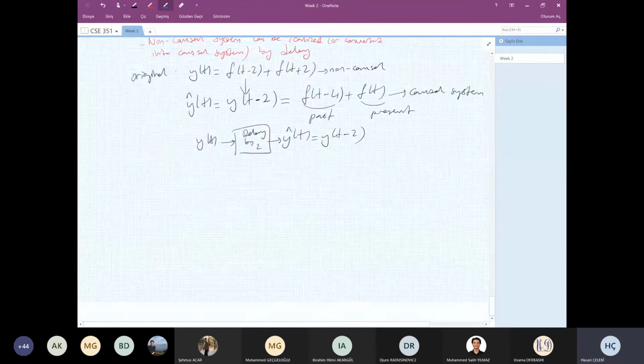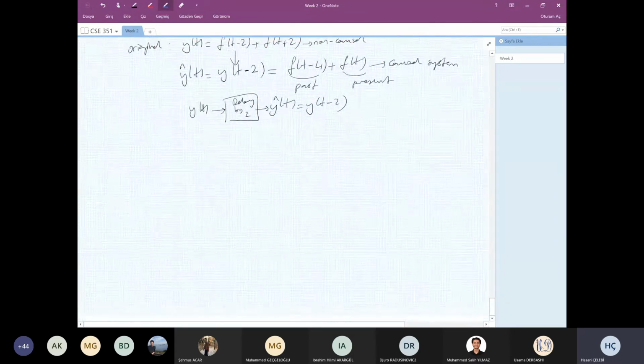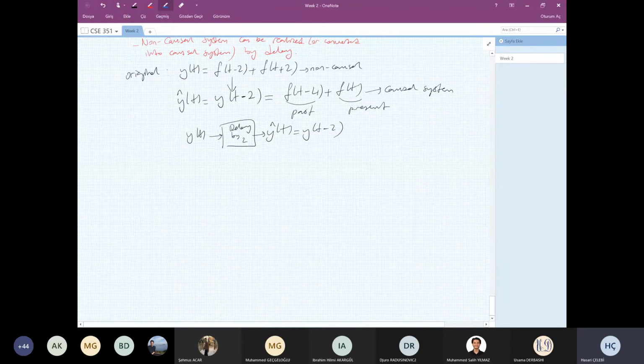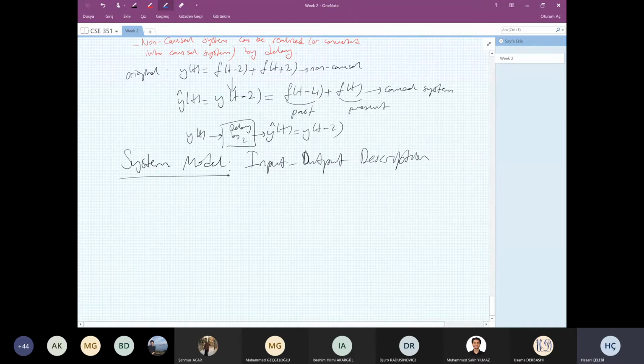Okay, the last topic for today is an example to show you how we apply the knowledge you're going to learn in this course to a practical system in order to analyze it. We are going to call this a system model. A system model shows us the input and the output description.